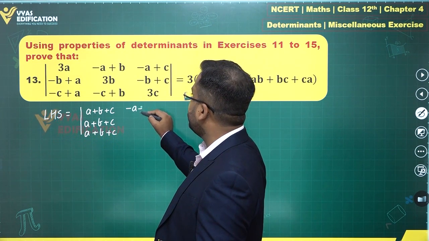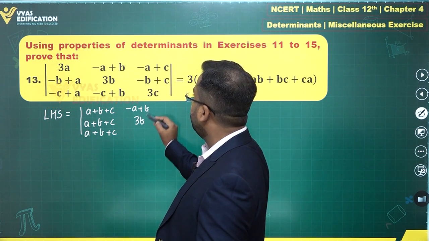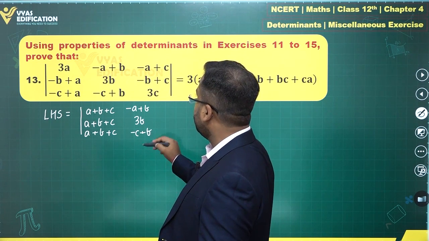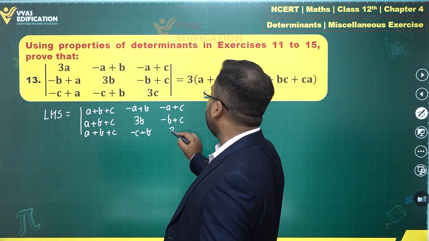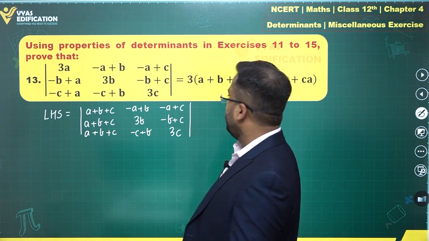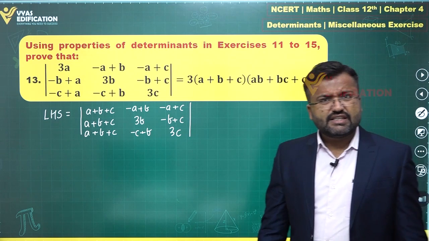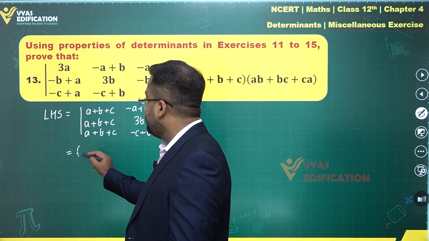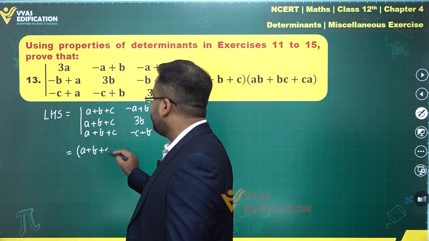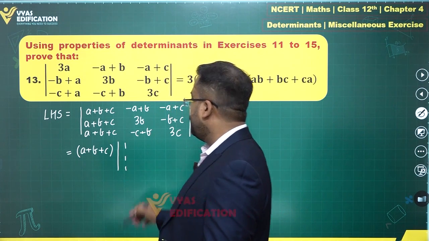What do you have extra is minus A plus B, 3B, and minus C plus B. What else? Minus A plus C, minus B plus C, and 3C. This is what you have over here. Is that okay? Yes. Okay, once you have noted this, you can take out an A plus B plus C. Take out A plus B plus C. This factor common. You get 1, 1, 1 over here.